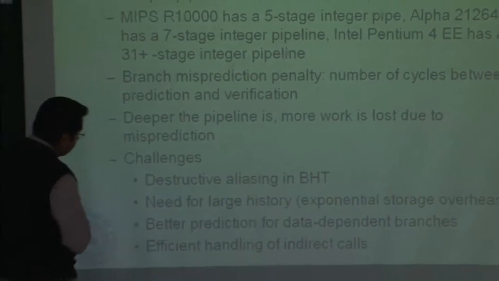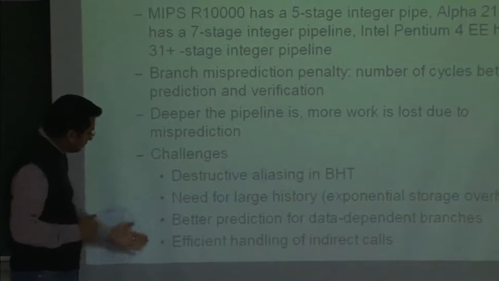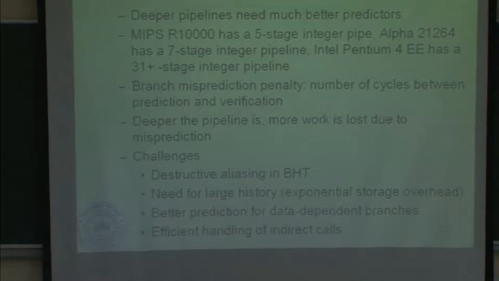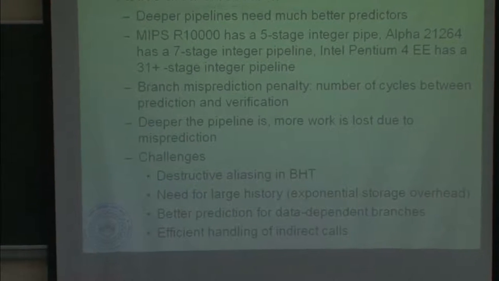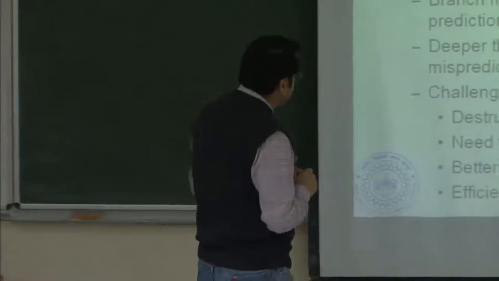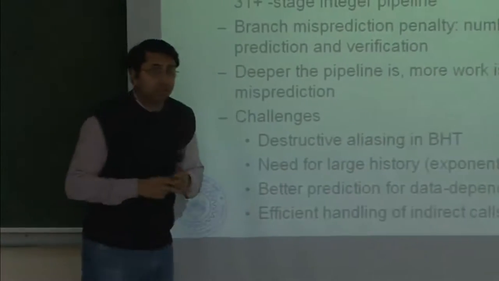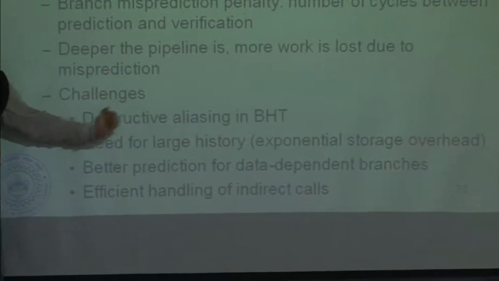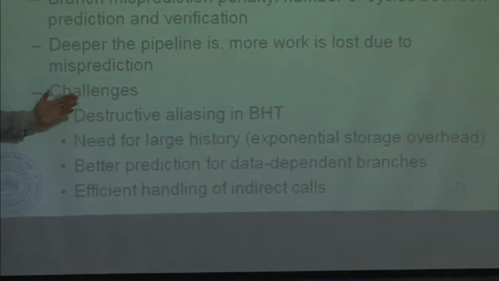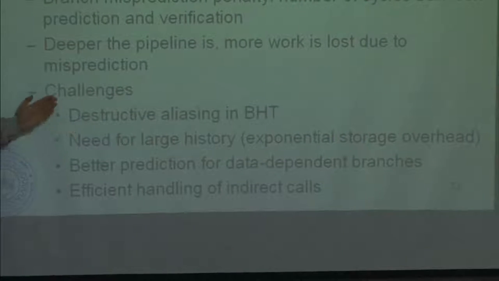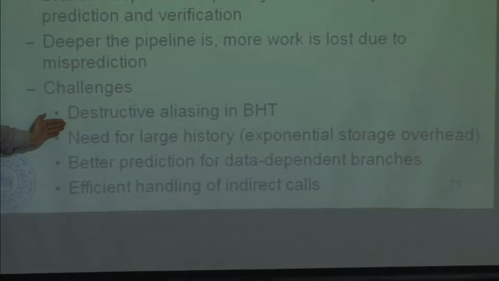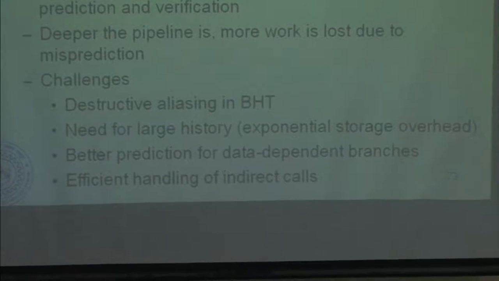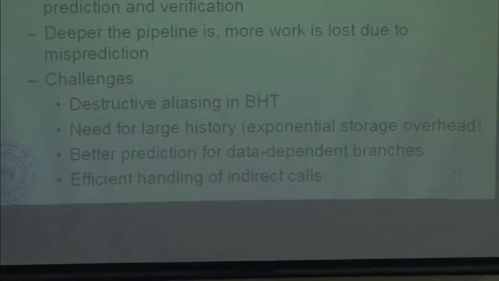So what are the challenges? These are the basic research problems in this particular area. First one is how do you remove destructive aliasing in branch history tables? Remember that in the example that we discussed yesterday, in the GAg example, we had severe aliasing in one of the BHT entries. So the question is how do you really get rid of this problem? In essence, this is really a hashing problem. You have to come up with smart hash functions. I'll discuss some of these today, maybe just one of them.